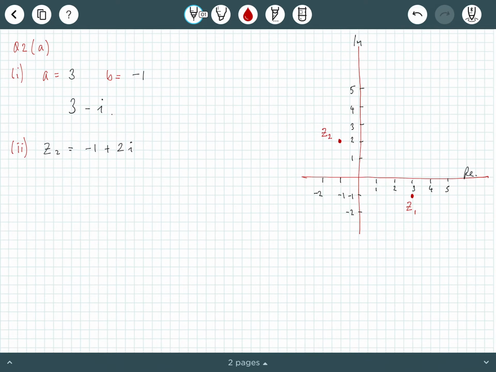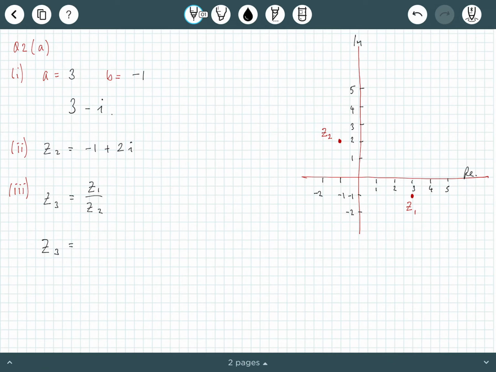Now the next thing it says is part 3. And part 3 is saying that Z3 is equal to Z1 divided by Z2. And write Z3 then in the form x plus yi. Now, let's write Z3 in the complex form.